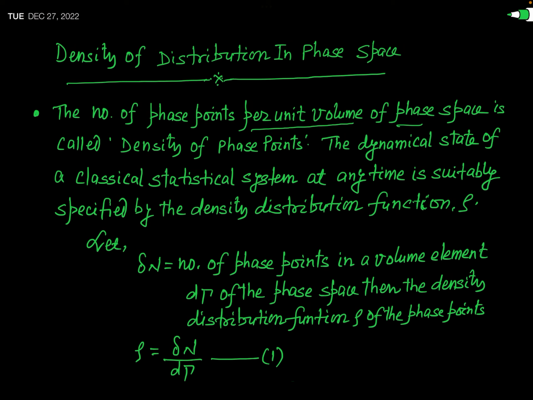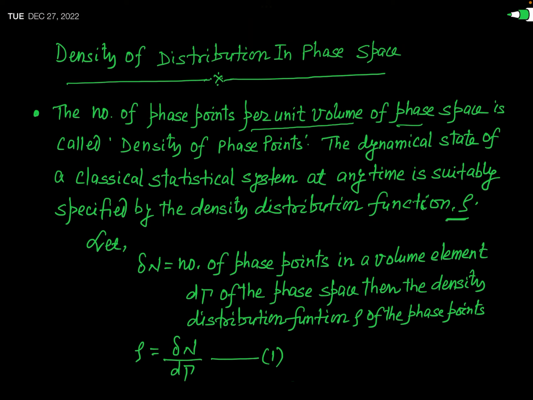In fact, the dynamical state of a classical statistical system at any given time is properly and suitably specified by the density distribution function rho. So whenever we have to discuss the dynamical state of a classical statistical system, we definitely need the concept of this distribution function or density distribution function rho. So in this regard, it is very important to deal with a dynamical statistical system.